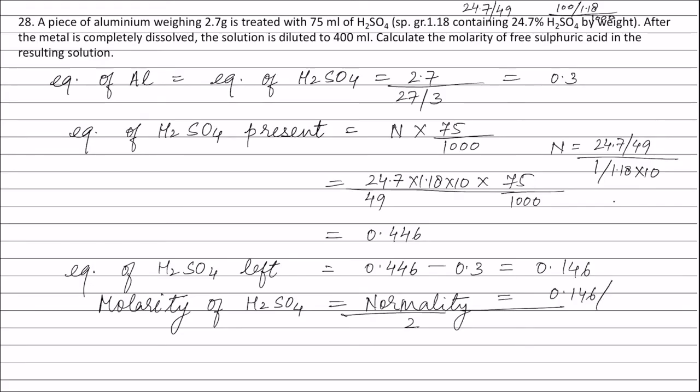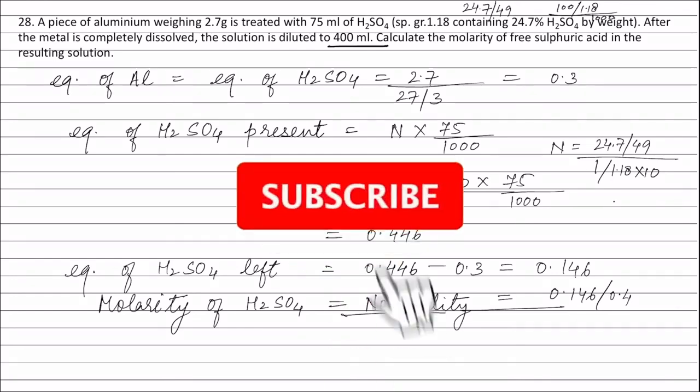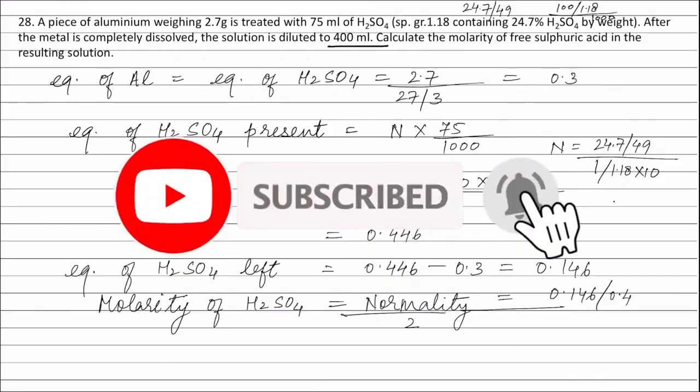and normality of sulfuric acid is equal to equivalence of sulfuric acid left, that is 0.146, divided by volume of the solution. Now, according to the question, after the metal is completely dissolved, the solution is diluted to 400 milliliter. Therefore, volume of solution will be 0.4 liters. Therefore, normality of sulfuric acid will be 0.146 divided by 0.4, where 0.146 is the equivalence of sulfuric acid left and 0.4 liters is the volume of solution. Solving this, the molarity of sulfuric acid is equal to 0.18 M.